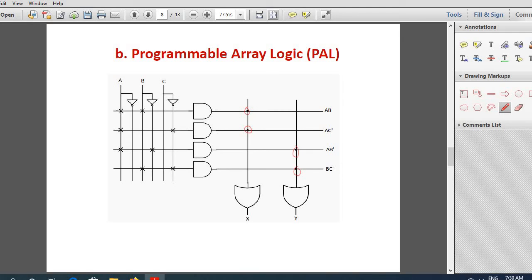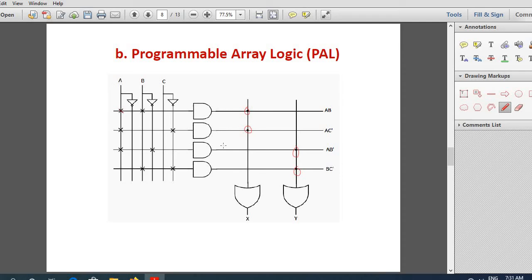The first term is AB. So this fuse from A to the AND gate should be fixed, and B to the AND gate should be fixed. You will get AB, right? Now, what is the second one? AC complement. A and C complement.